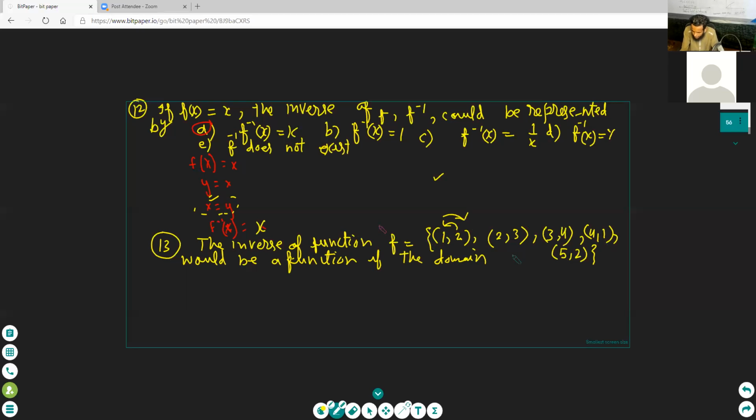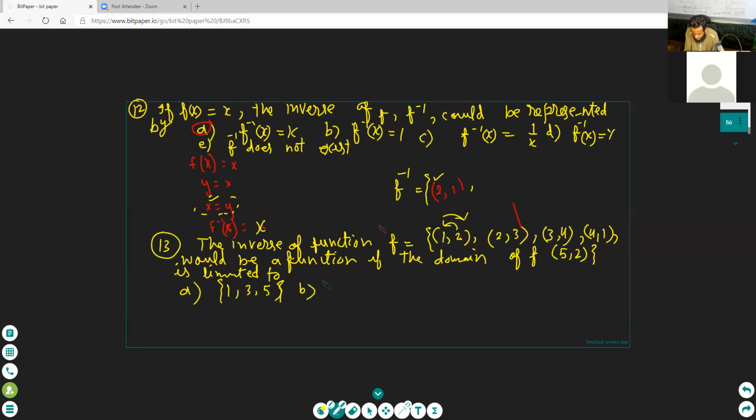domain of f is limited to 2, 1, 3, and 5. First check whether f inverse is a function or not with this domain. Write here f inverse, and put the brackets. I can just do a graph.